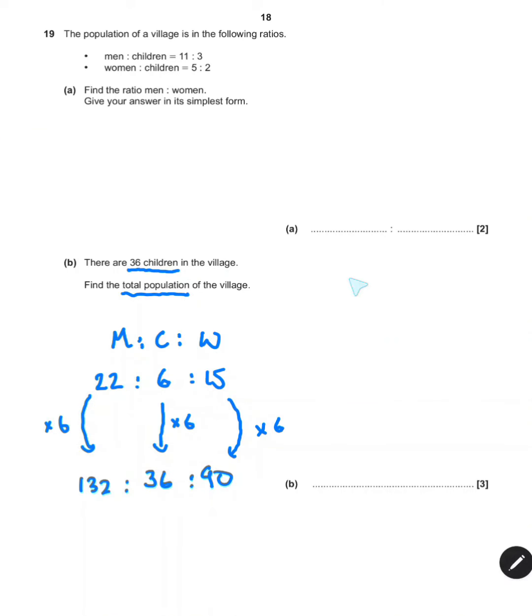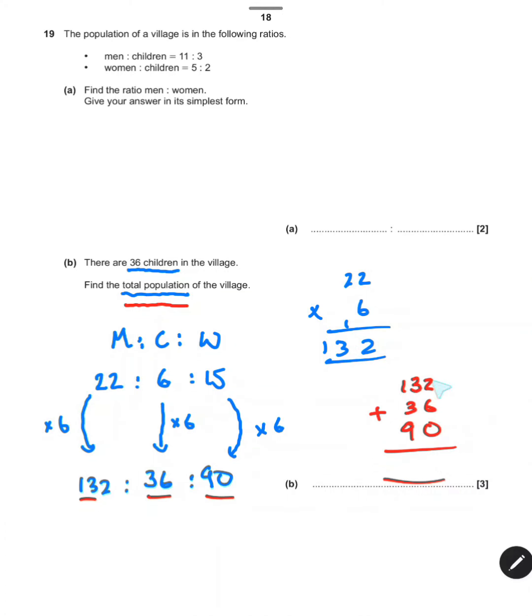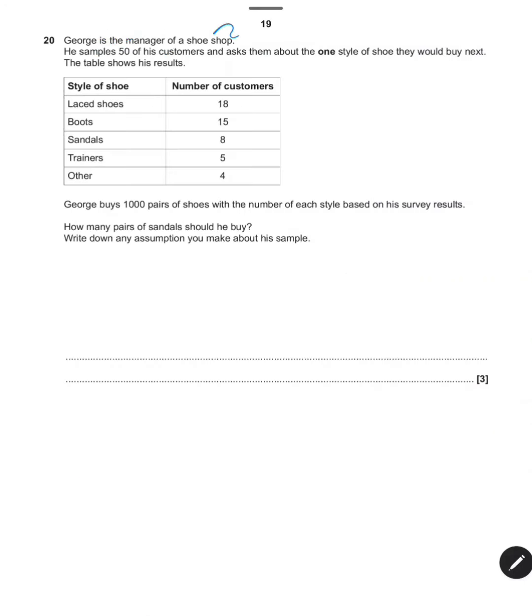And we'll quickly show that using a column method. 6 twos are 12, 6 twos are 12, add this 1, it's 132. Make sure we finish the question. When it says total population, we need to do 132, add 36, add 90. Use my column addition for that. 6 add 2 is 8, 9, 10, 11, 12, 13, 14, 15. And 1 add 1 is 2. Total population is 258.